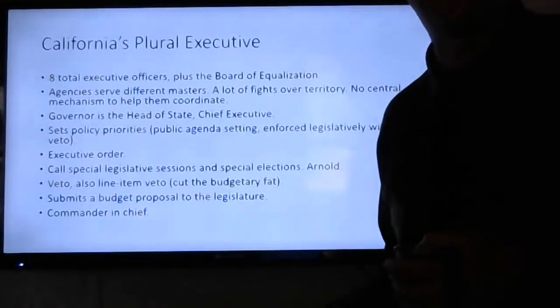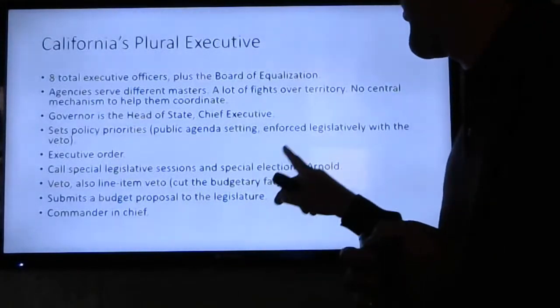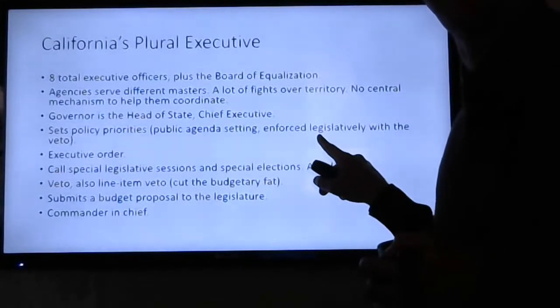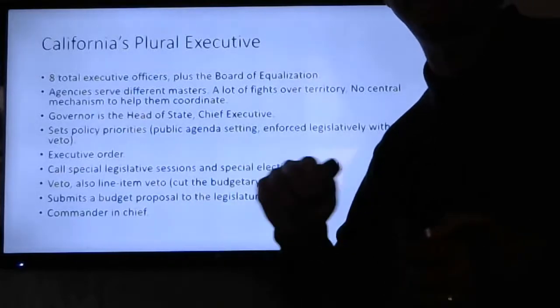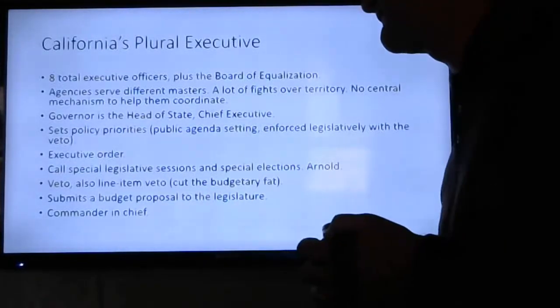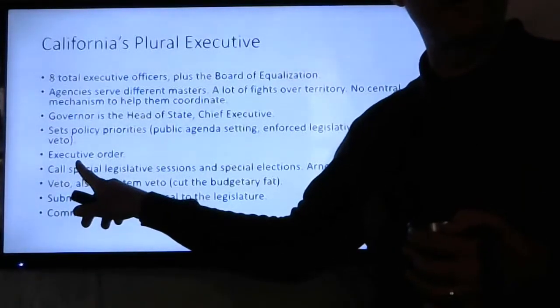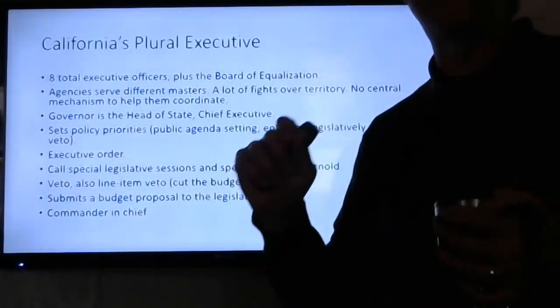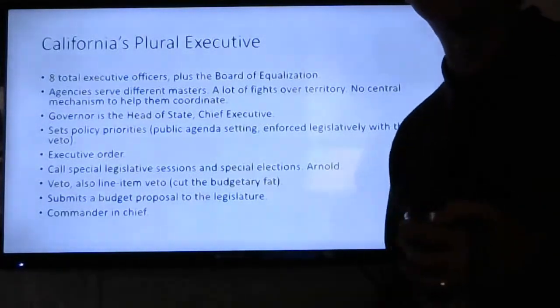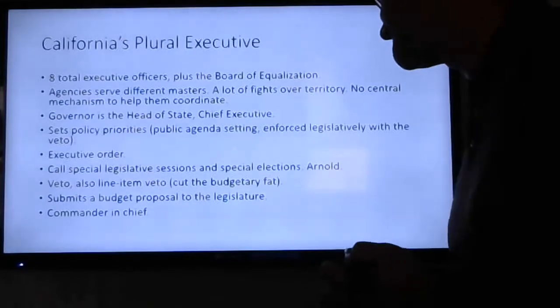If the Democrats in the legislature aren't doing what he wants, he gets to say, well, I'm not going to do what you want, and hold them accountable with his veto. So he'll just start vetoing everything that they want until they start doing some of the things that he wants. Just like the president at the federal level, we have executive order, which is his right to pass bureaucratic rules and regulations that affect only the state bureaucracy.